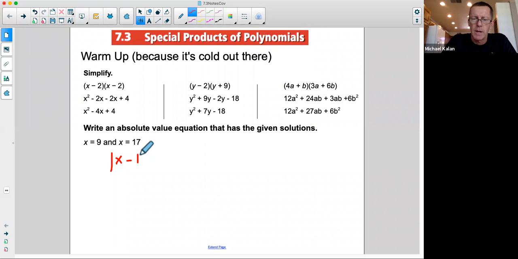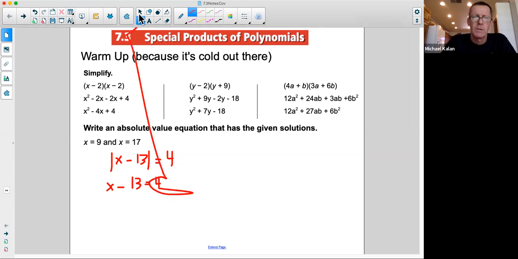So remember, we set it up like this. And then equals what? Remember, it's the distance they are from that middle point, which we said was 4. Okay. So then we can set up our two equations. So we have x minus 13 equals 4. Or what's the other one?